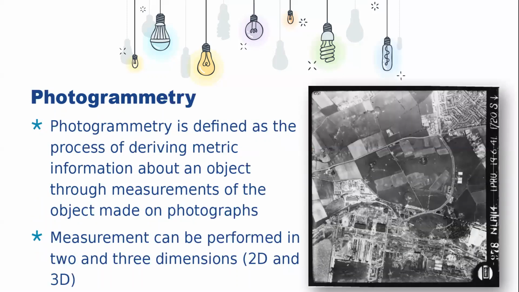Photogrammetry is defined as the process of deriving metric information about an object through measurements of the object made on photographs. The measurements can be in the form of 2D, two dimension, which is X and Y, and three dimension, which is X, Y, and height. XY refers to easting, northing, or latitude, longitude.